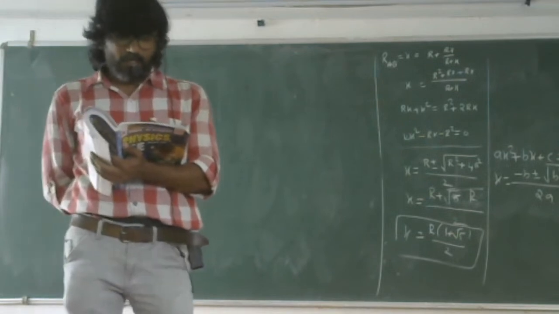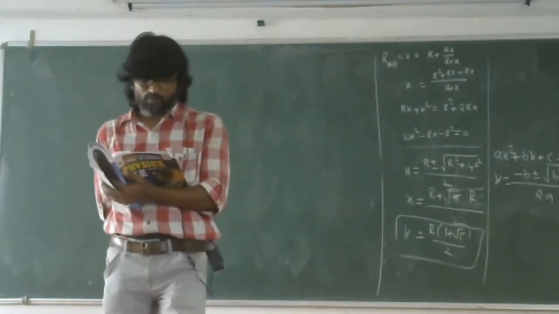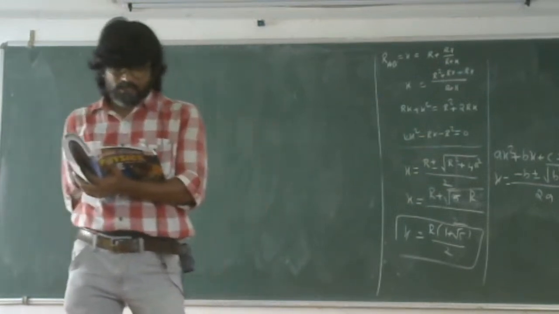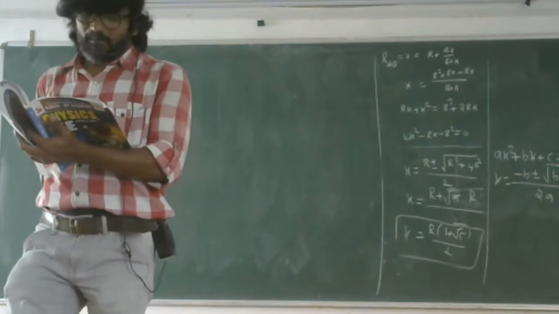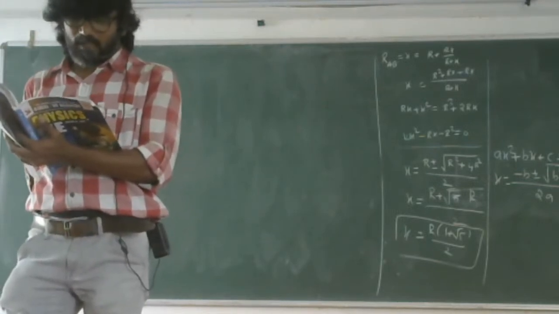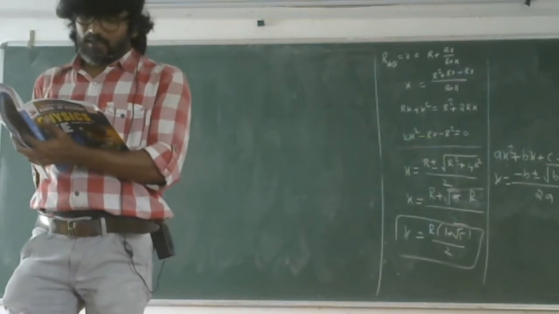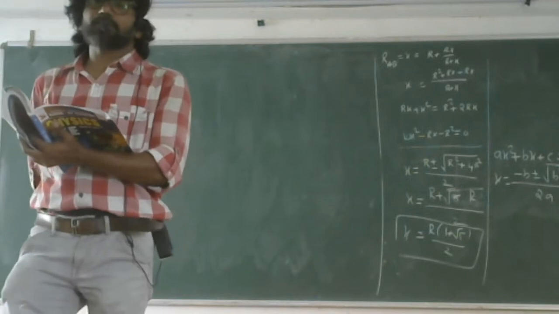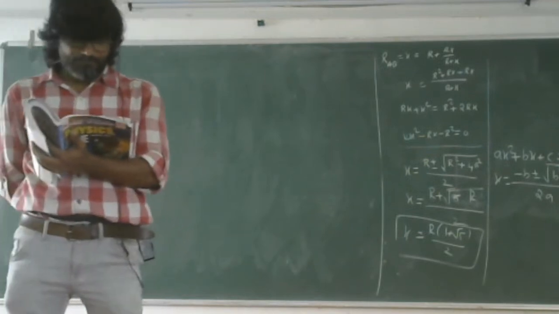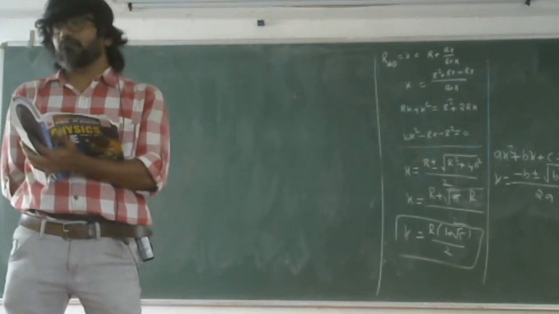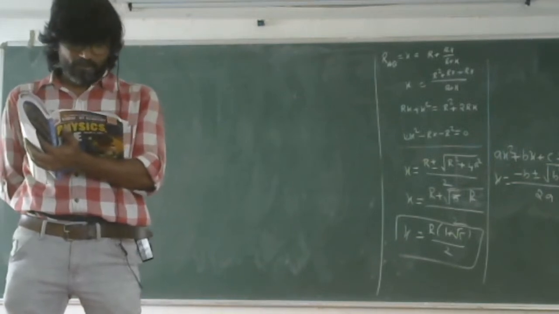A uniform wire of resistance 20 ohm having resistance 1 ohm per meter is bent in the form of a circle as shown in the figure. I will give you the figure.